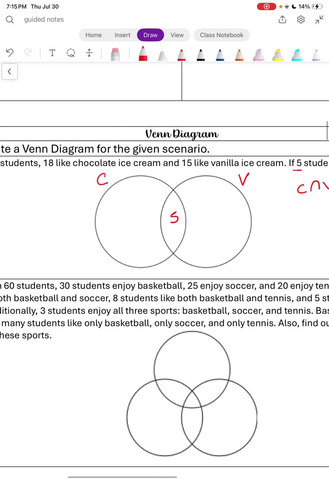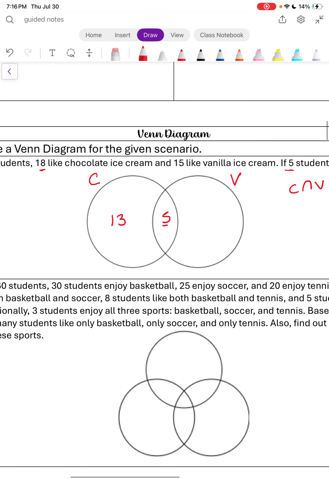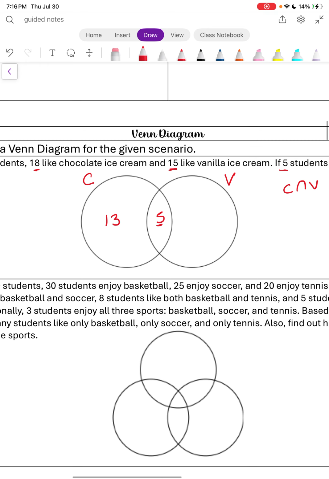We know that 18 total like chocolate. So if there's 5 already in here, notice this whole circle represents the chocolate. So therefore there are only 13 out here. 5 like both, 13 more like only chocolate. It says there are 15 that like vanilla. There are 5 in here, so there are 10 more that like only vanilla. That gives you the total of 15.